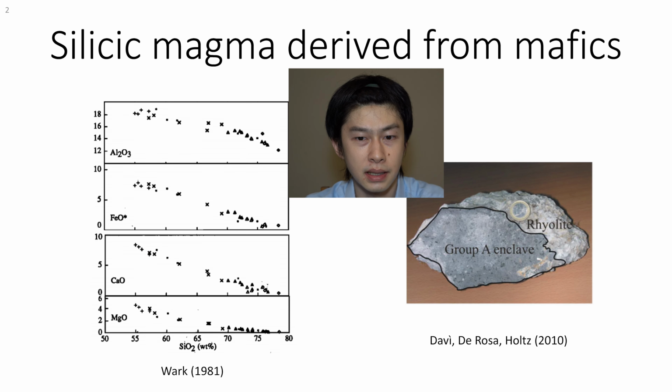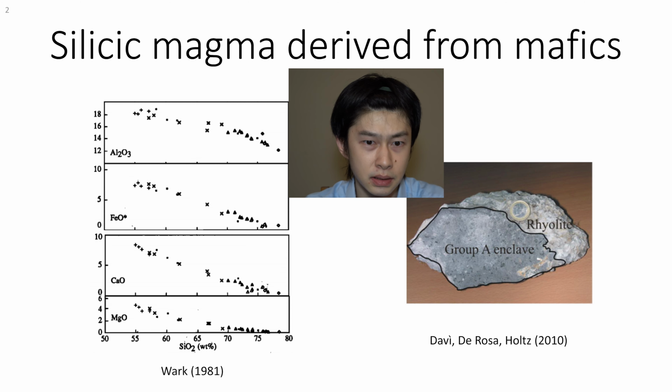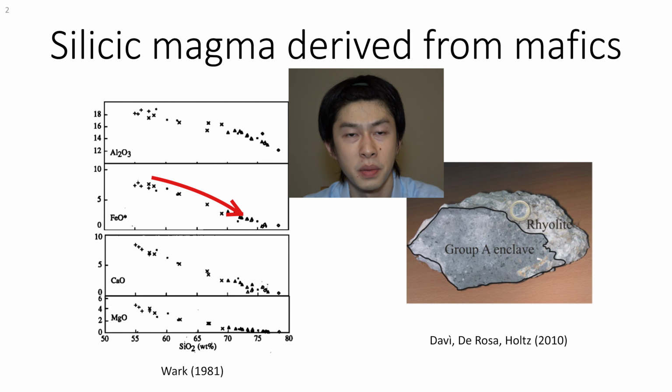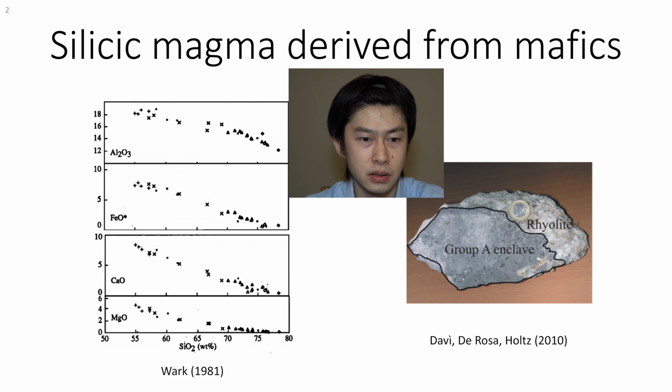Many of us may know that silicic magma is usually associated with mafic magma. Using these Harker diagrams on the left, work argues that the high silica rhyolite could be produced by fractionation of mafic magma. The picture on the right, taken by Davi and others, shows the dark mafic enclave found inside rhyolite. The authors argue that the intrusion of mafic magma triggers the eruption of silicic magma. This observation suggests that the mafic magma could have controlled the production and eruption of silicic magma.